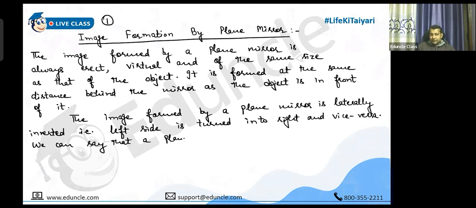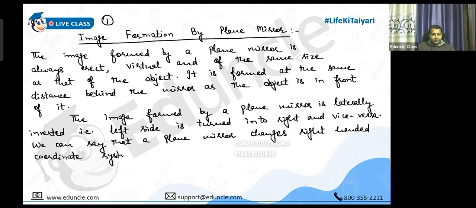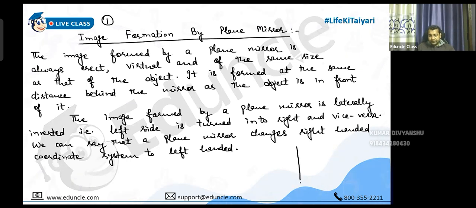We can also say that a plane mirror changes a right-handed coordinate system to left-handed. For example, suppose this is a mirror. Let us draw a right-handed coordinate system like this. Right-handed means when I use my right hand to make a cross product between any two of x, y, z, I get the third axis. For example, x cross y points in z, y cross z points in x, and z cross x gives me y.